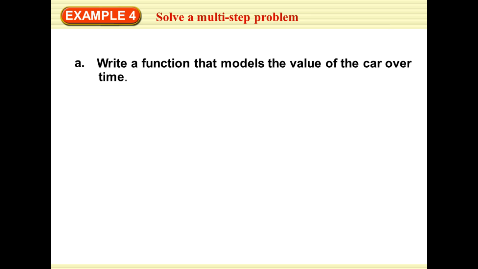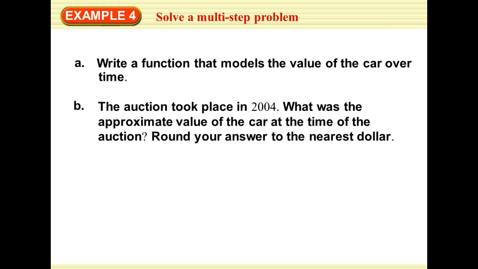So let's figure out what the value of the car is over time. Let's say the auction took place in 2004, a long time ago. What was the approximate value of the car at the time of the auction? Let's round our answer to the nearest dollar.